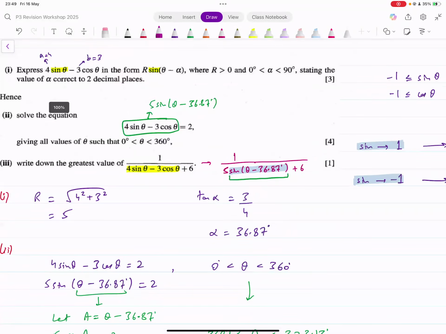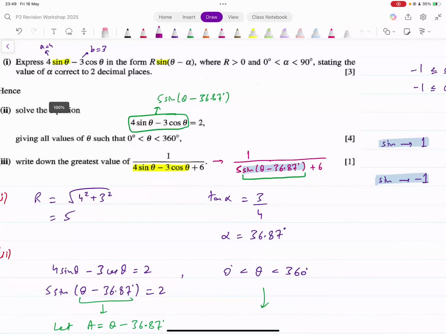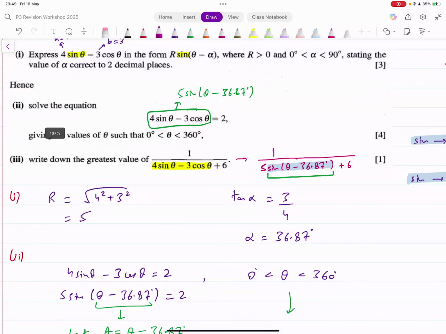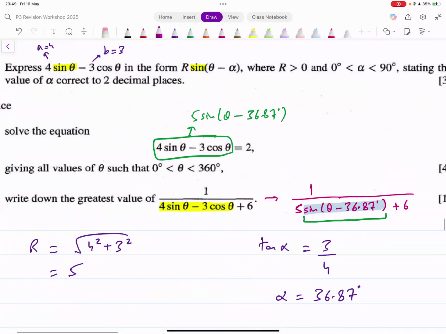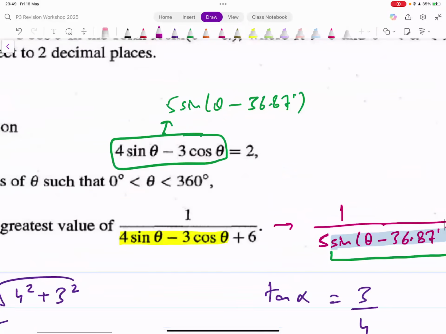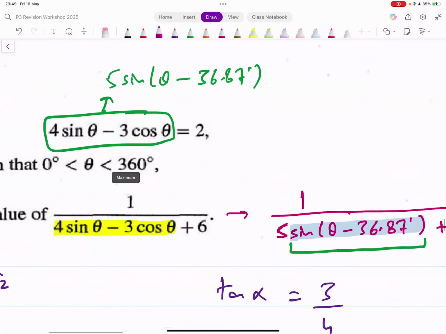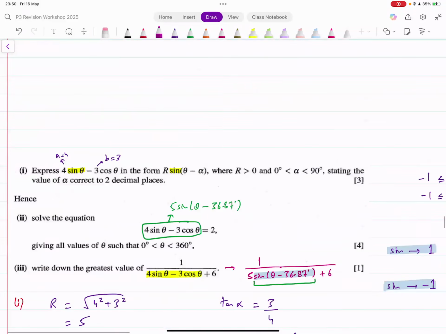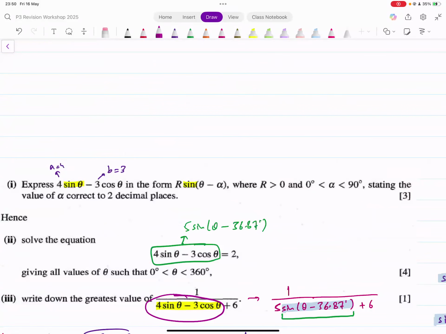If you remember in paper one functions, to be able to find the range of a trigonometric function, we first needed to convert everything to only one type of function. This is two functions, sine and cos. So we first of all have to convert it to one function. We have done that in the first part. In the first part, what we've done is we have converted 4 sine theta minus 3 cos theta to this form, r sine of theta minus alpha.